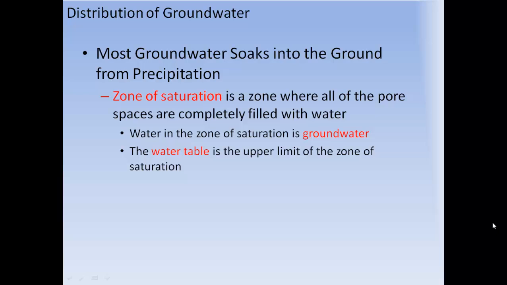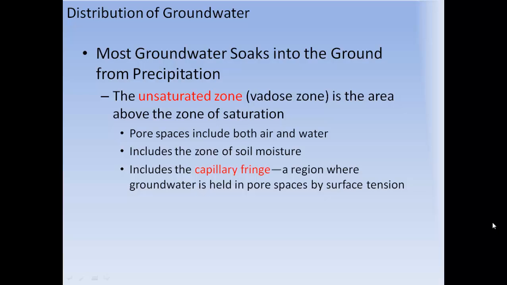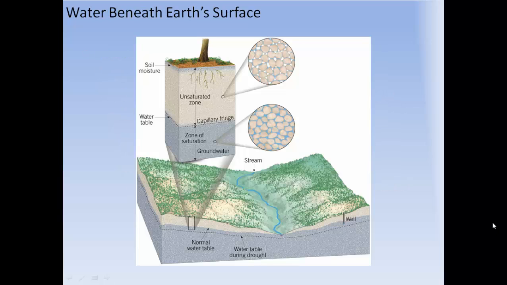The zone of saturation is a zone where all the pore spaces are completely filled with water. Water in the zone of saturation is groundwater. The water table is the upper limit of the zone of saturation. The unsaturated zone, or vadose zone, is the area above the zone of saturation. Pore spaces include both air and water. It includes the zone of soil moisture and the capillary fringe, a region where groundwater is held in pore space by surface tension.